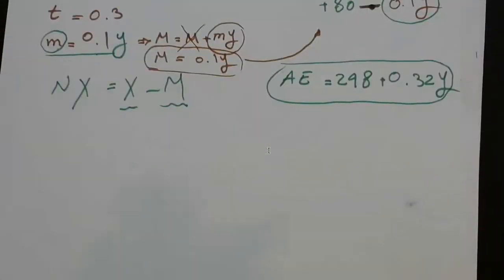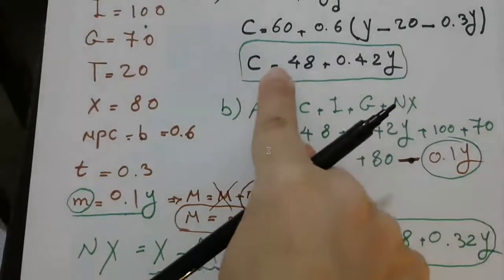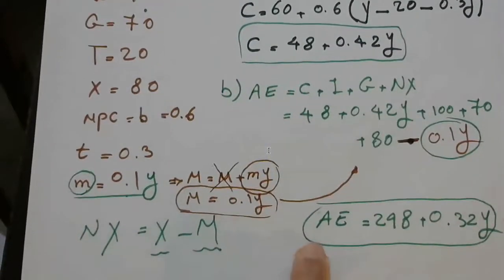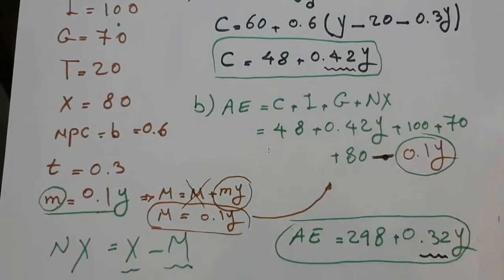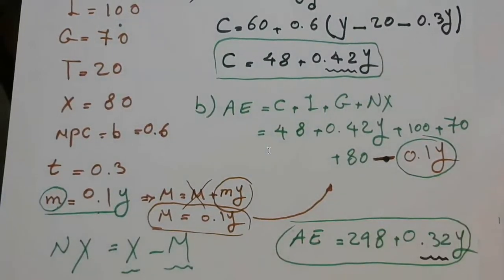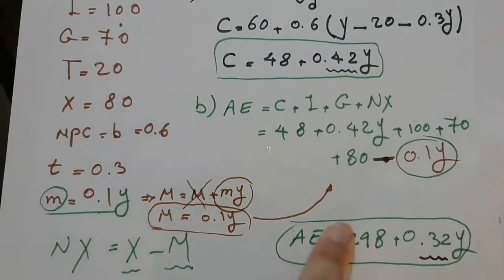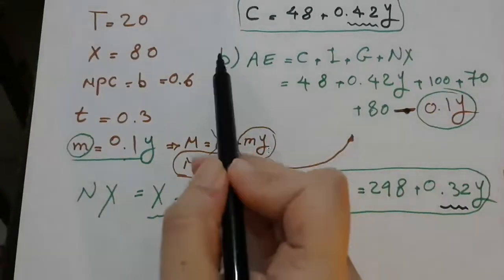In this last example, to compare, this is the consumption function and this is the aggregate expenditure function. You look at the slope. The slope now is different. It's not the same slope. What is the reason? Because the import function is not autonomous anymore. So that's why it is affecting the slope of aggregate expenditure. Okay, this is the second part, so this is part B.